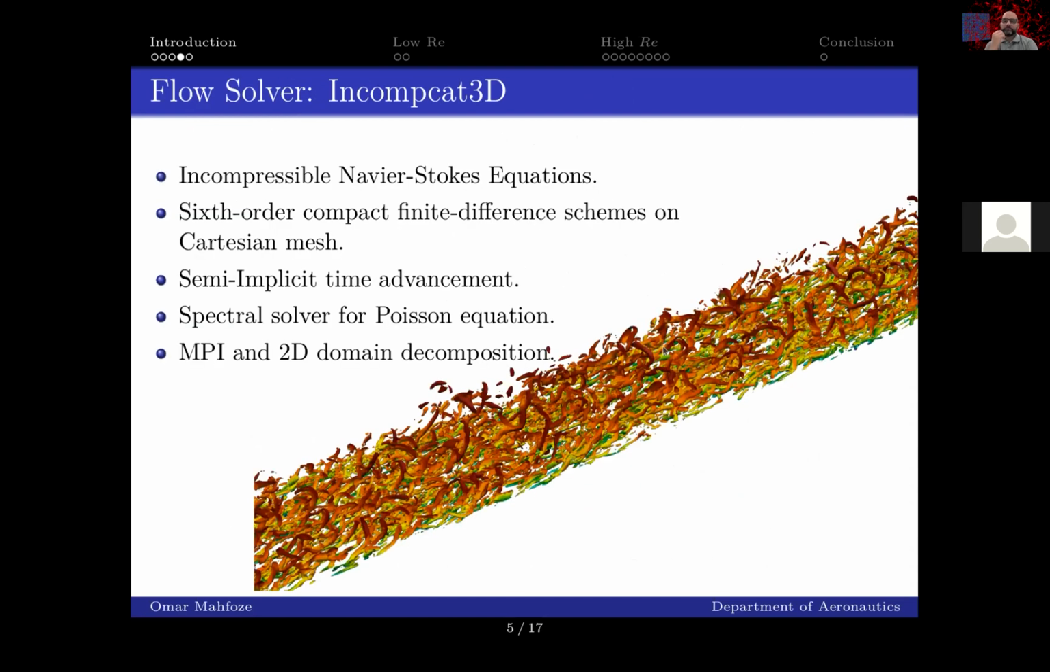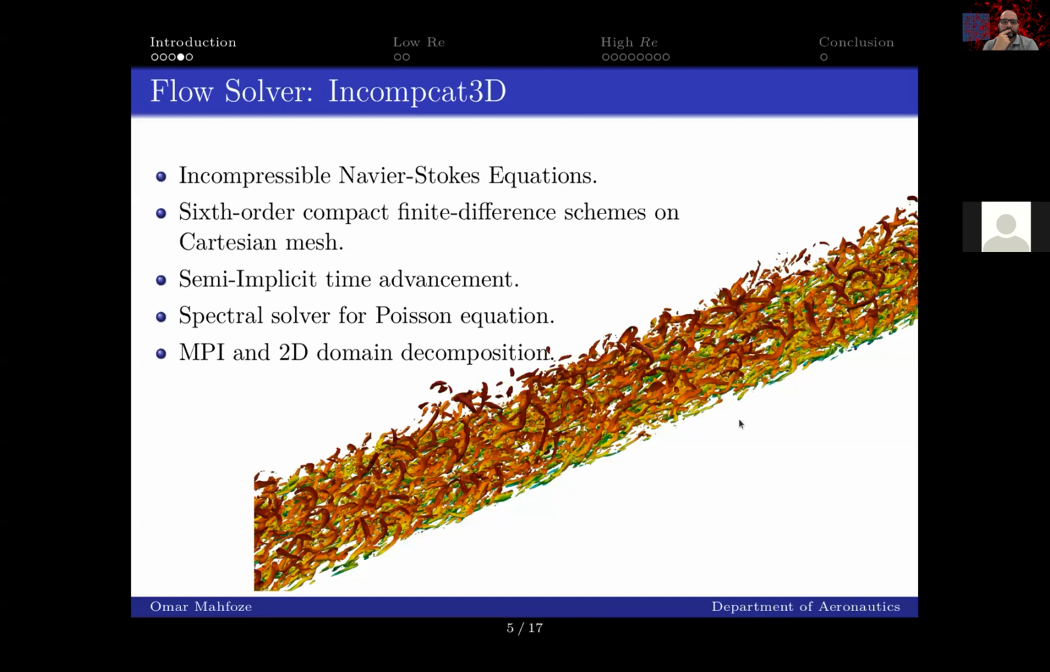So this work has two sides. The first one is to calculate the skin friction of the turbulent boundary layer using numerical simulation. And the other one is to calculate how much power we need for the blowing. So for the first one, we're using Compact3D that solves the incompressible Navier-Stokes equations using a sixth-order compact finite difference scheme with semi-implicit time advancement.